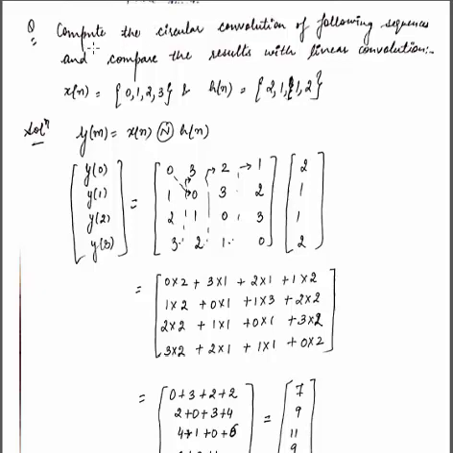The question is: compute the circular convolution of the following sequences and compare the results with the linear convolution, having two sequences, that is x of n having 4 samples 0, 1, 2, 3 and h of n again having 4 samples 2, 1, 1, 2. First we have to perform the circular convolution. Circular convolution is y of m equal to x of m circular convolution h of n. This is the sign of circular convolution.